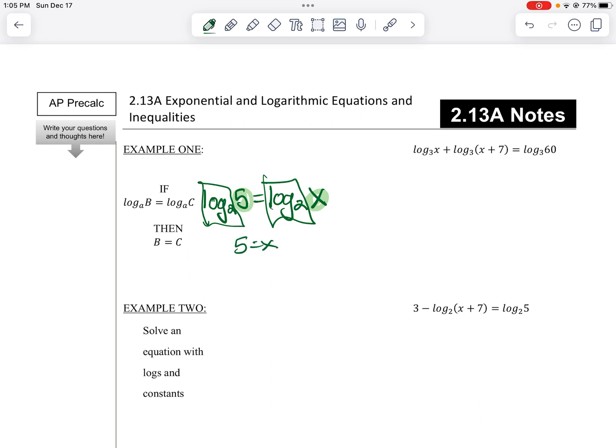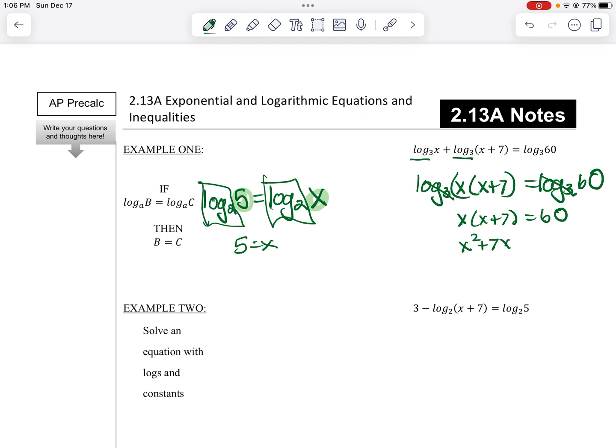So if we take a look at this one, you'll notice it's not just a log equals a log. We have two logs on each side. But one thing I notice is they're both log base 3. And if you remember, adding goes back to multiplication. So log base 3 of x times x plus 7 equals log base 3 of 60. So now they're both base 3s. So I have x times x plus 7 equals 60. So x squared plus 7x equals 60.